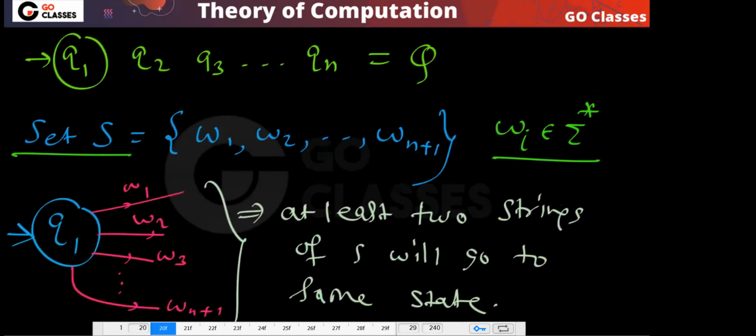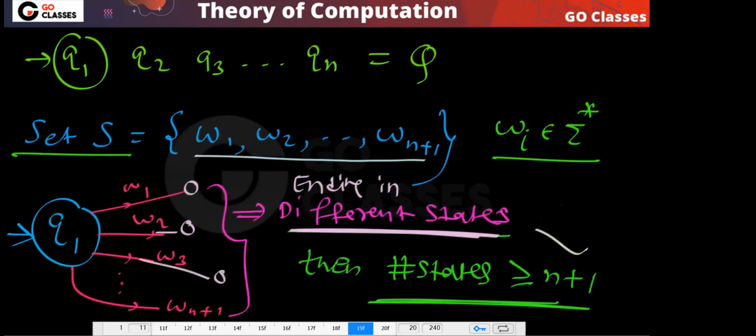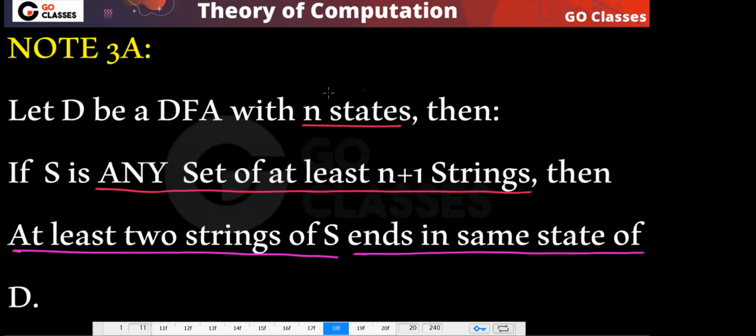Now you can notice here, this is the point. Please understand this point, very, very important. If you have any state and you take any set of at least n plus 1 strings, then at least 2 strings will end in the same state.